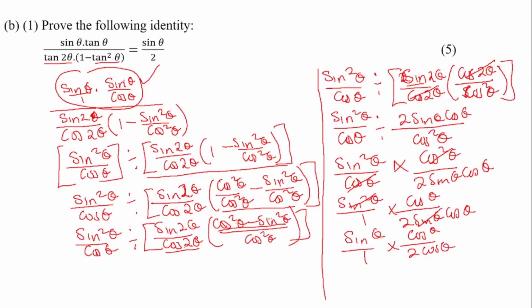You can do it in a shorter way here. You can skip some of these steps. Then cos theta into cos theta is 1, so we remain with sine theta over 2, which is just the same as the right hand side, which is sine theta over 2. So we've managed to prove that the left hand side is equal to the right hand side.